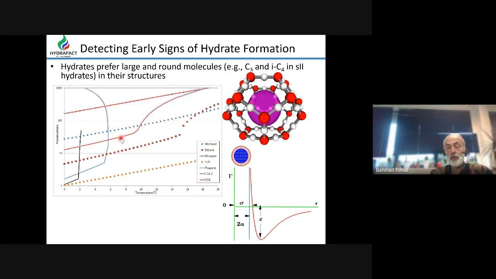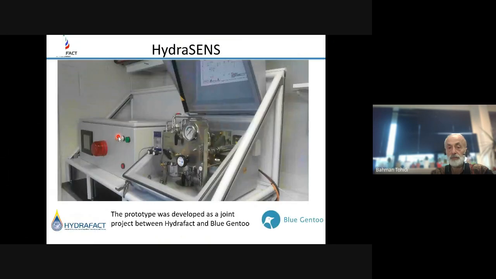So when hydrates form, we will see the change in composition in the gas phase. And because gas is the fastest moving phase, you should be able to see it. You might say, oh, a little bit of change, but I'll explain what trick we use to see it. This is the prototype of HydraSense.